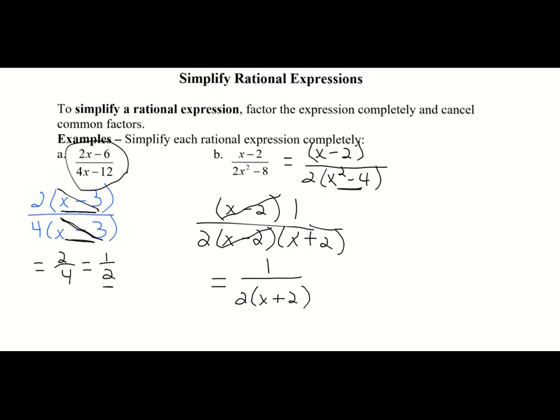Because you can't just get rid of your numerator. We need that numerator there. So this would be my final answer. And you want to leave it in factored form. You don't want to distribute that 2. So this would be your final answer for that one.